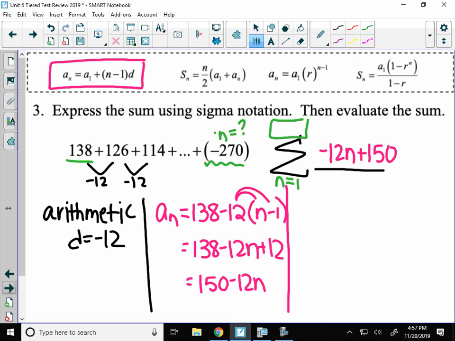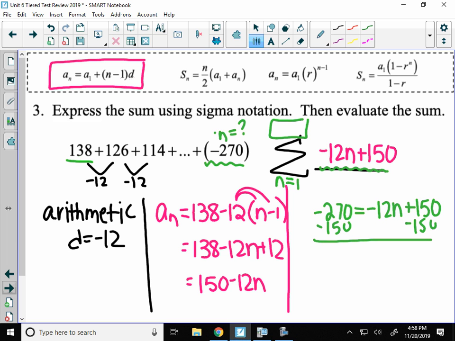So the way I do that is I'm going to take that last term and set it equal to this fancy equation I just found for the sequence. That is the sequence formula, so if I can solve that for n, that'll tell me the term of negative 270. So I'm going to subtract 150. I get negative 420 equals negative 12n, and divide by negative 12. So here, n equals 35. That's my top index.